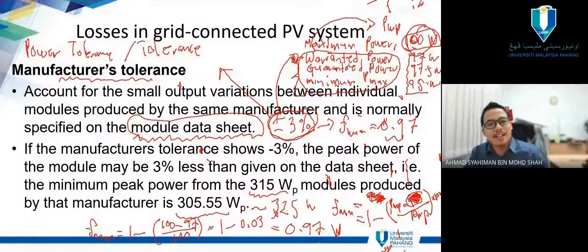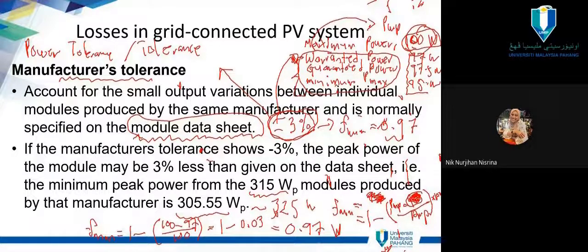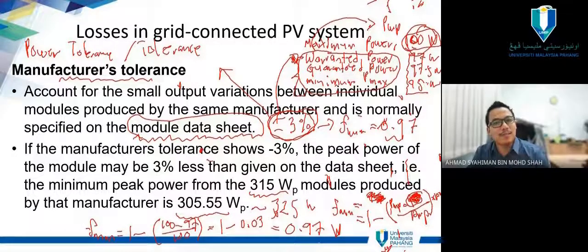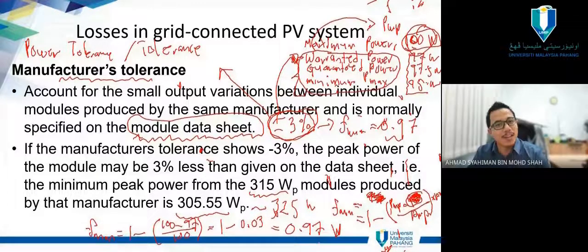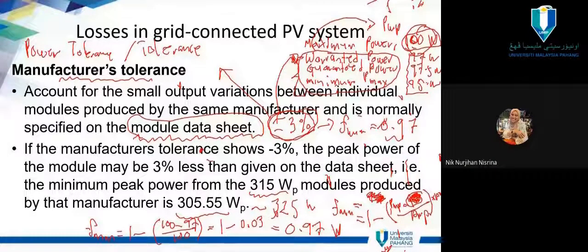Tapi kan saya cakap ada modul yang dia minus kosong, minus kosong 10% plus. Yang tu untuk kes tu macam mana? Itu sebab value dah bagi kan? So kita letak FMM ni macam tambah 10 atau tolak kosong macam tu. Tolak kosong kan? Betul? Okay.